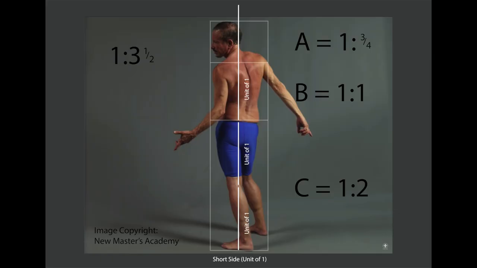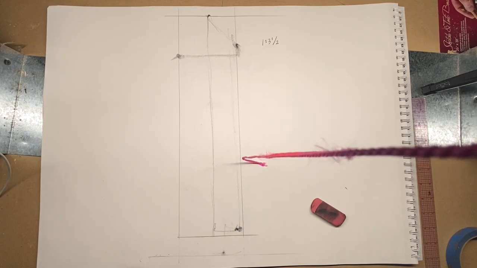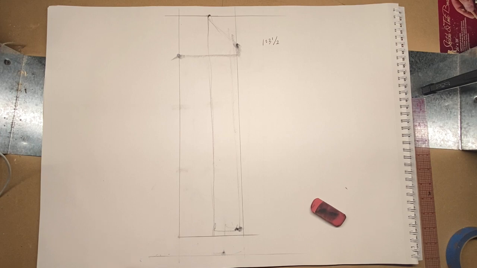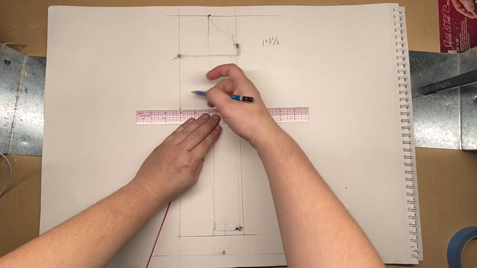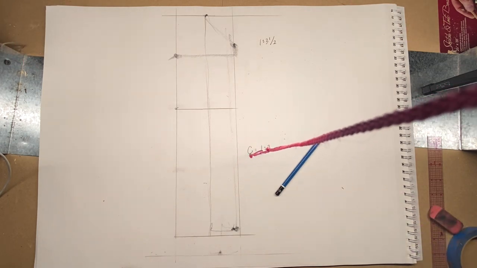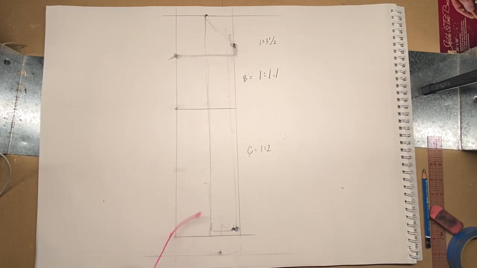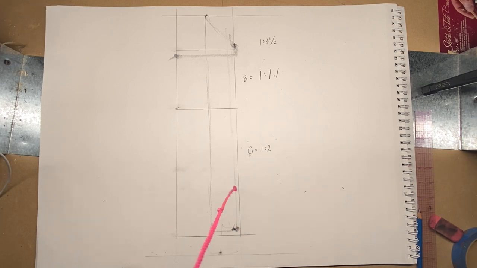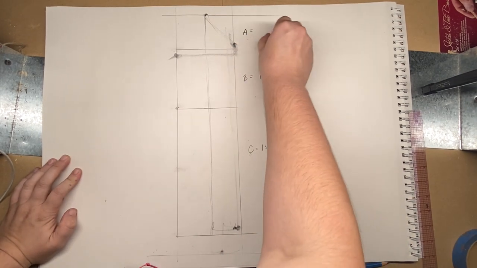The next thing we need to do is find our A, B, and C. Starting with the C, we're going to use our short side, or our unit of 1, to find the size relationship within our window. So using the unit of 1, I discover it is roughly 1 to 2. I indicate it here, and I draw that window. So this is C, the proportion of C being 1 to 2. B is 1 to 1, and A is 1 to 3 and a quarter. This is going to help me find accurate proportions as I work.